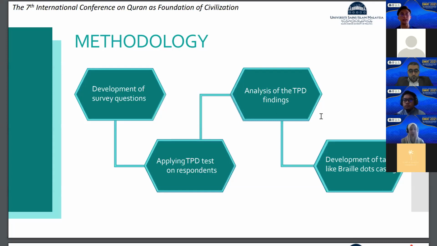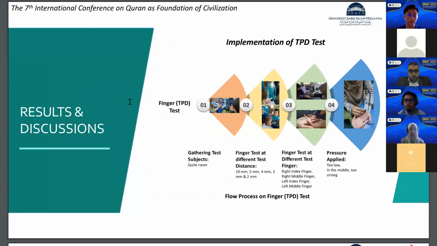four fingers, right hand and left hand, which is index finger, middle finger. And next is we undergo analyzing of result flow, the TPD test. And finally, we develop the tablet braille dots tracing using 3D printing technology. So this is our results and discussion.